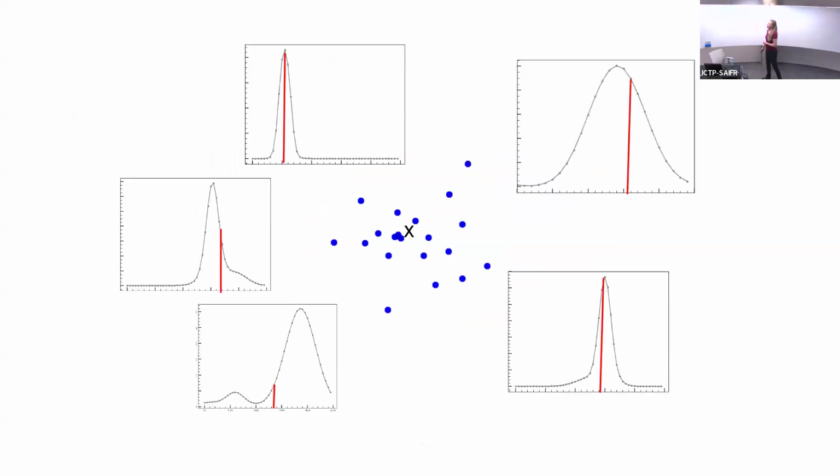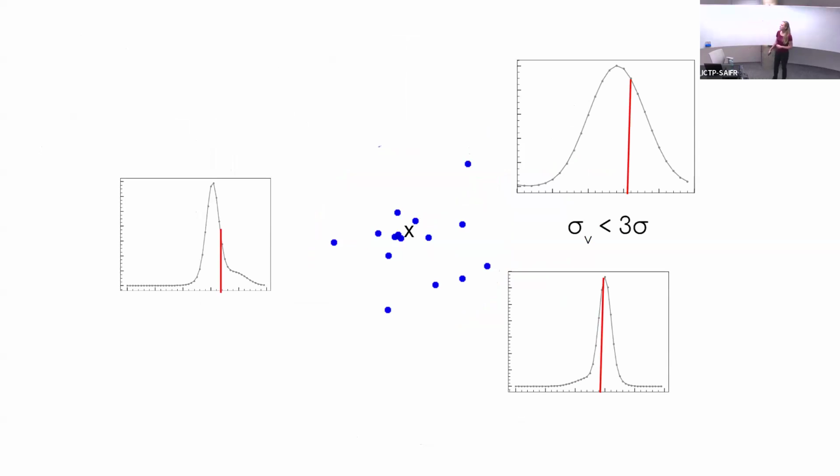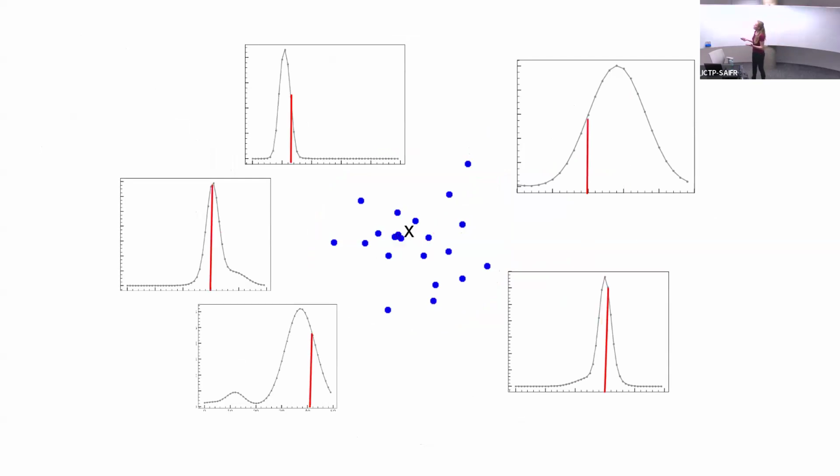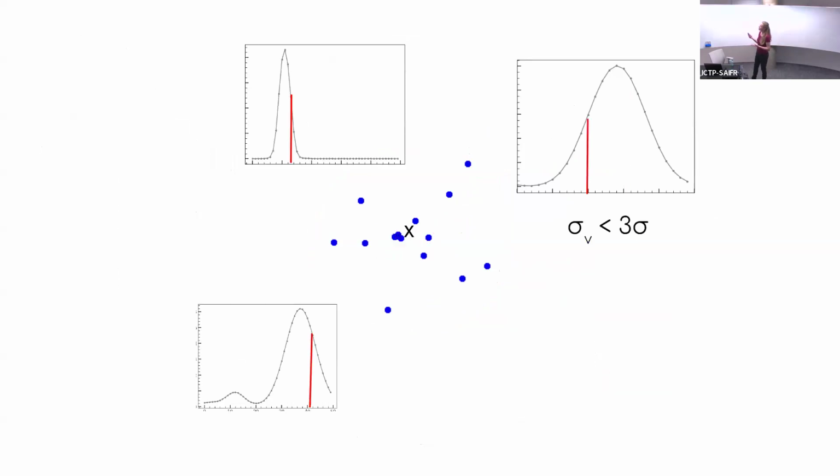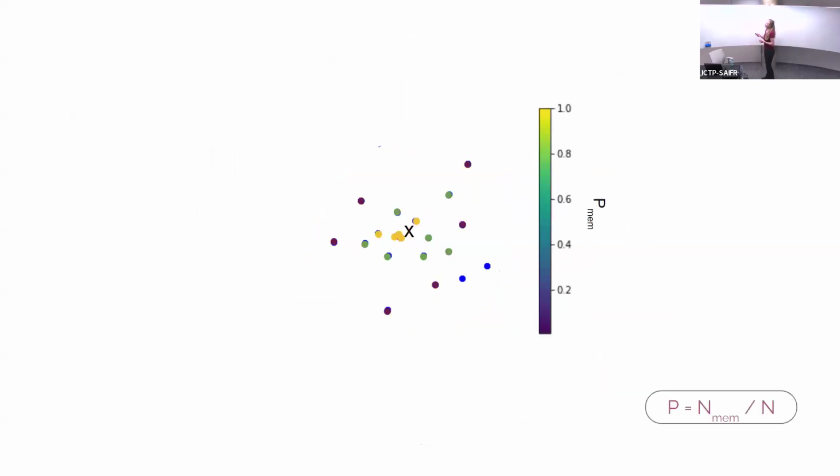And then we draw the random redshifts from these PDFs. We do the 3 sigma clipping. And this is an interesting step because we will know how important is this galaxy for the cluster distribution. And then we will do it 100 times. And then we have the membership probability.